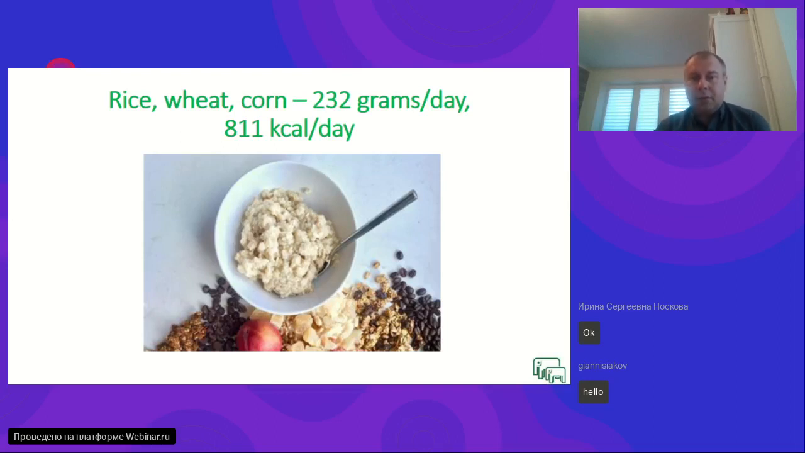Of course, you will see some numbers in these slides. It doesn't mean that we are in pharmacy, and it doesn't mean that we must count every 1 or 2 grams or kilocalorie, but these numbers are orientational. So if we have some mistake in this counting, it is not very dangerous for human. So the first one is to eat rice, wheat, corn, approximately 200 grams per day.